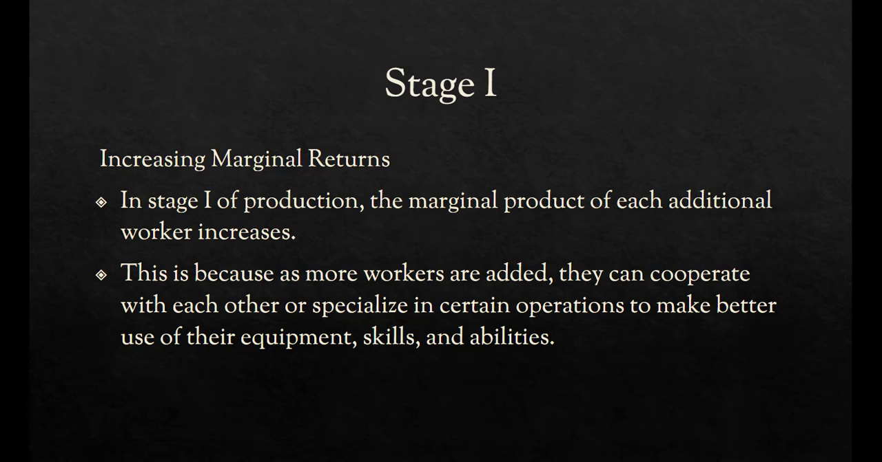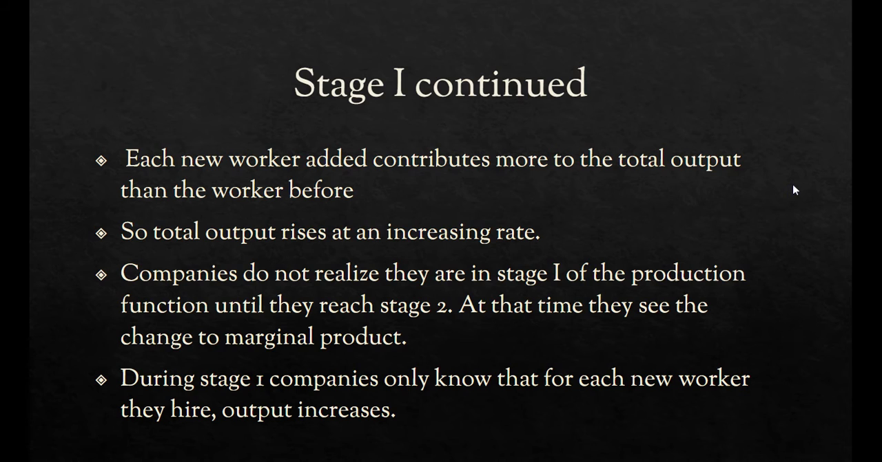Okay, this is because as more workers are added, they can cooperate with each other. They can maybe specialize in certain operations to make better use of the equipment, their skills, their abilities, and it's very efficient. So each new worker added contributes more to the total output than the worker before them did. That's increasing marginal product. Okay, so the total output is rising at an increased rate.